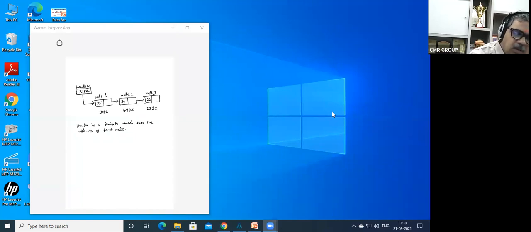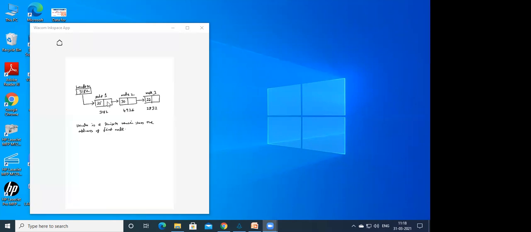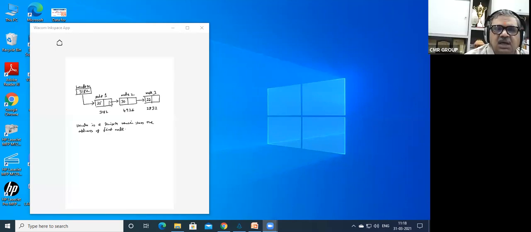Now what is the second part of node 1? I have told you the first part is the information field, that is the data field. The second part is the address field.